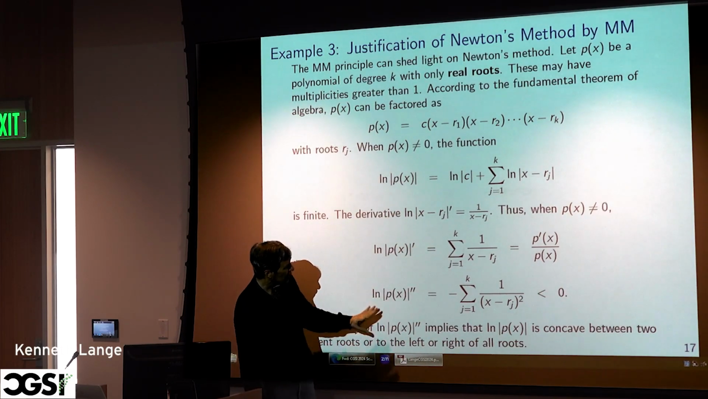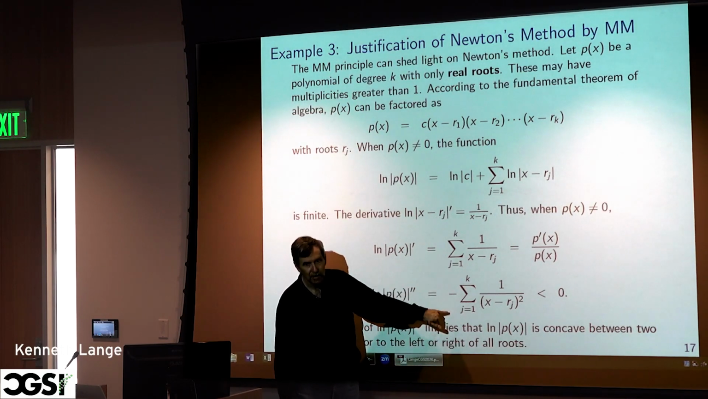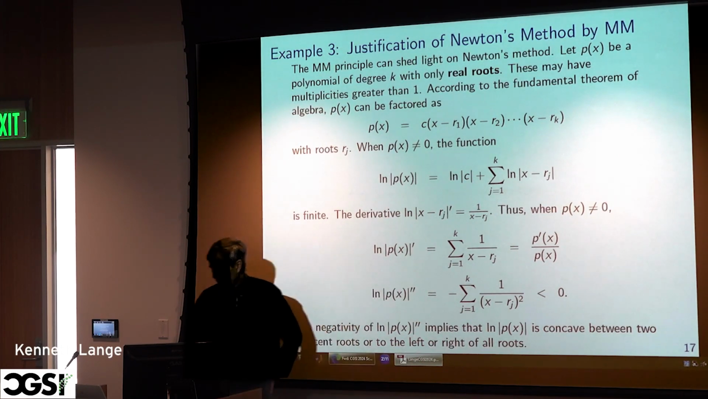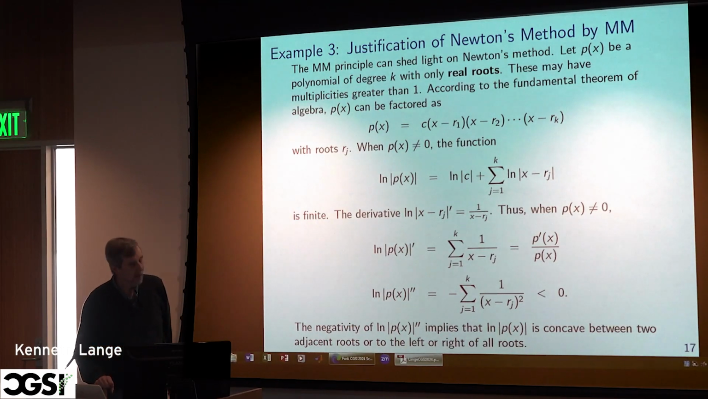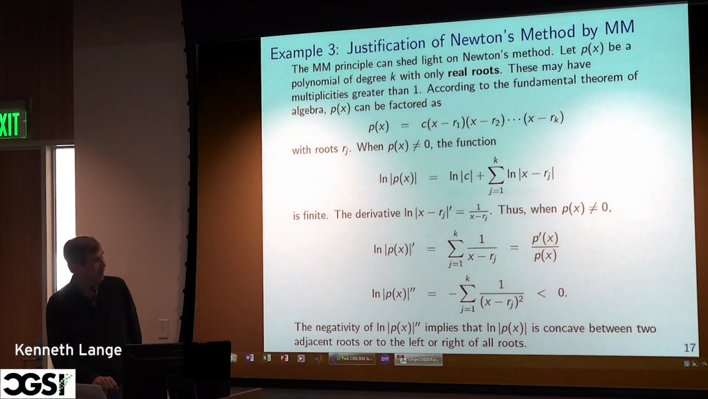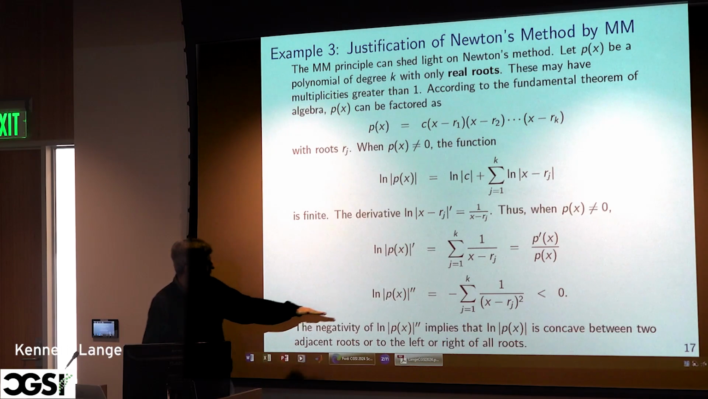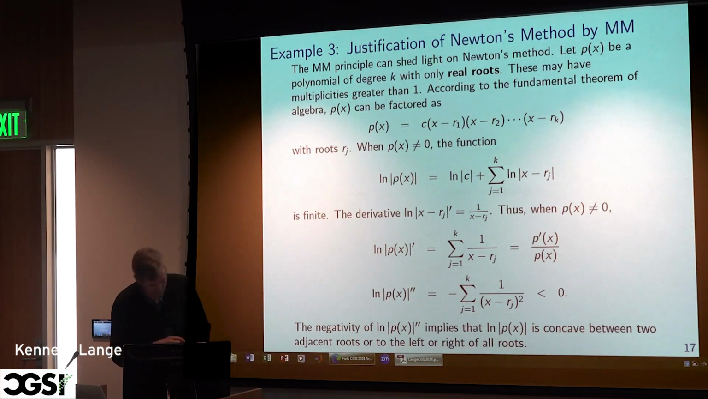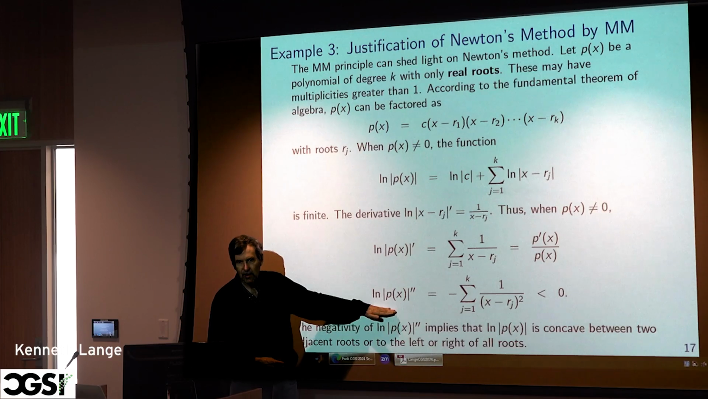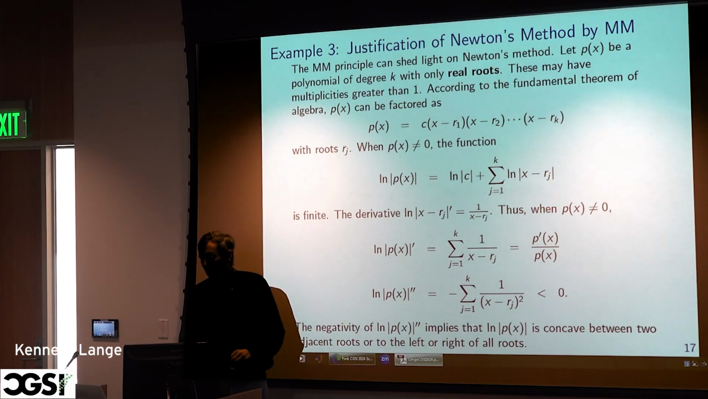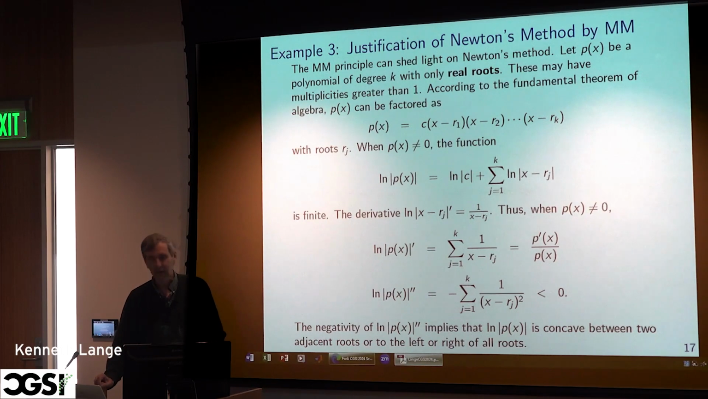If you take another derivative, what happens? You're going to bring out a minus sign, you square your reciprocals, and now you get a negative value for that second derivative of the log of the absolute value of p of x. Okay, so this function is concave between its roots. Unfortunately, it will go to minus infinity if you're right at a root.